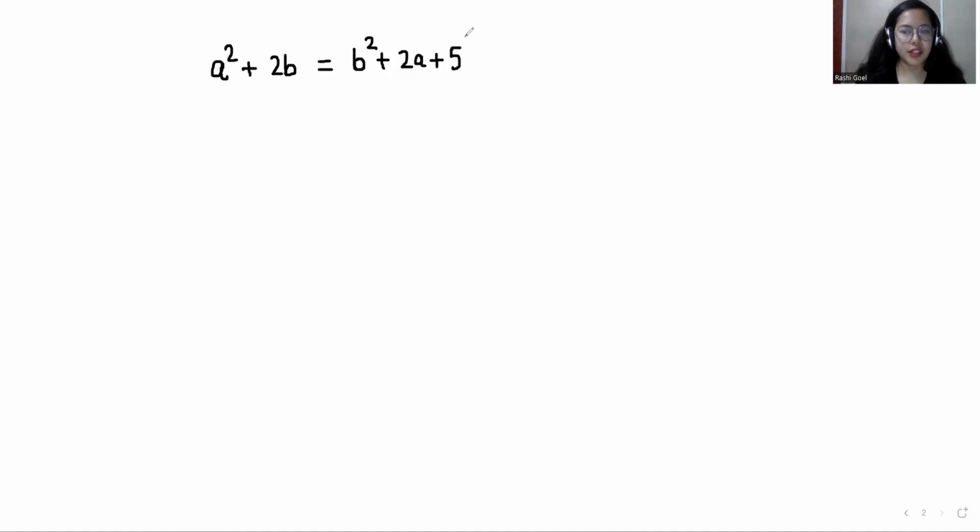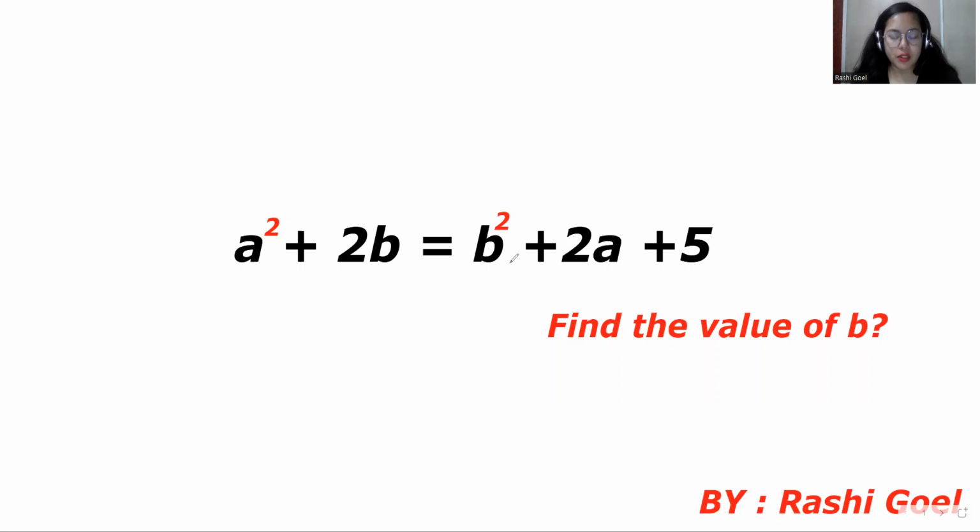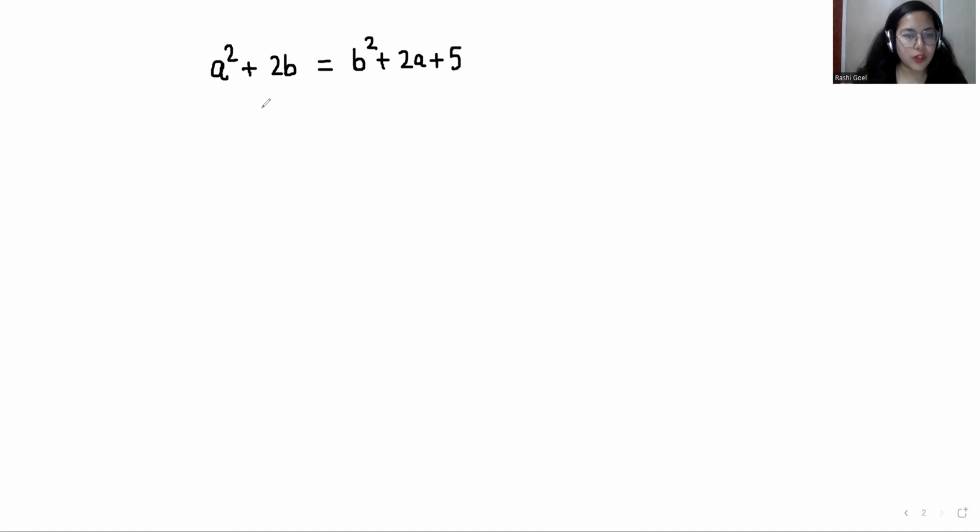My name is Rashi Goyal, and in this video we will discuss that a square plus 2b is equal to b square plus 2a plus 5, and we have to find the value of b. So let's start with today's video and solve this equation. So a square plus 2b equals b square plus 2a plus 5.